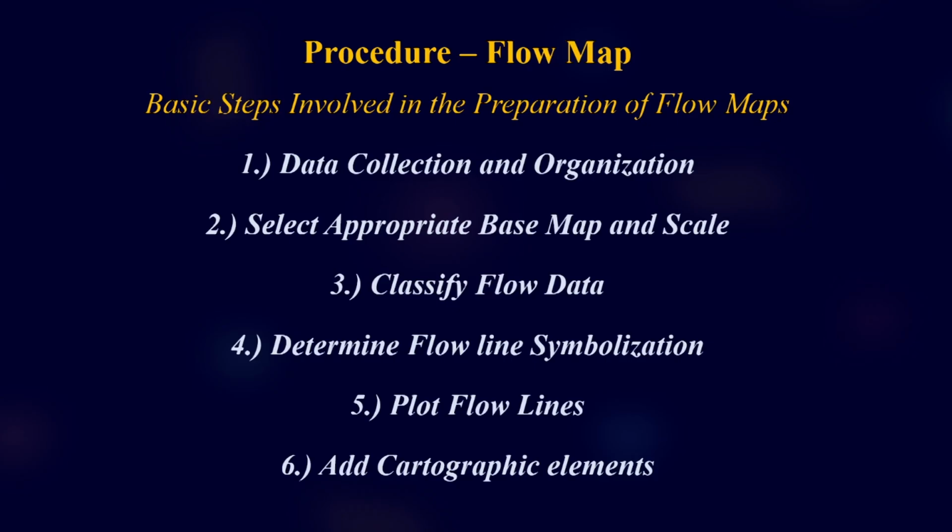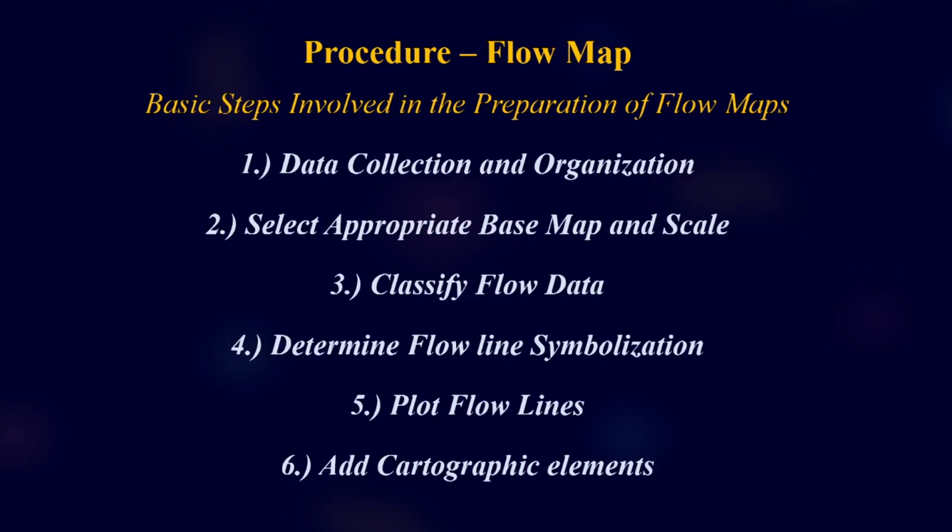These are the step by step procedures which we need to follow while drawing a flow map. The basic steps involved in the preparation of flow maps are, first, data collection and organization. In our exercise we will be doing air monitoring from Mumbai airport to other domestic airports. If we need to show the flow from one airport to other domestic airports, the first thing we need is the source airport, the origin. The origin lat long is needed, okay. This is the first data. Second is the destination lat long.